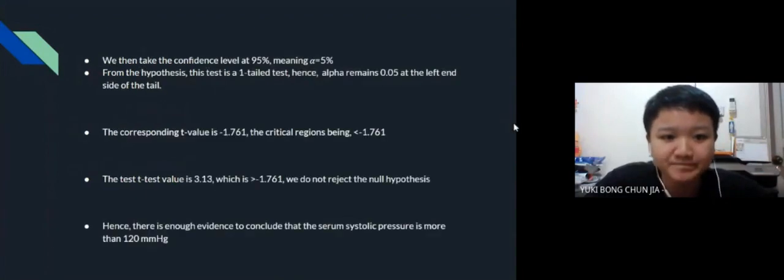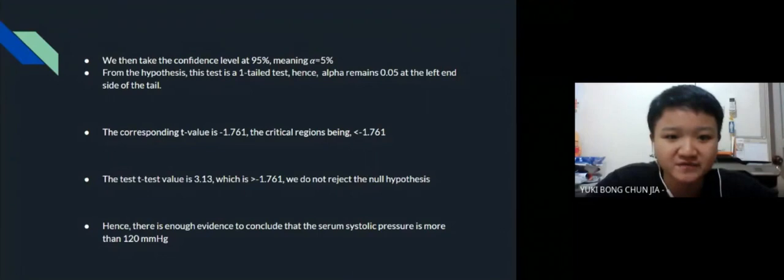We then take the confidence level at 95%, meaning that alpha equals 5%. From the hypothesis, this test is a one-tailed test, hence alpha remains 0.05 at the left-hand side of the tail. The corresponding t-value is negative 1.761, and the critical region is less than negative 1.761.